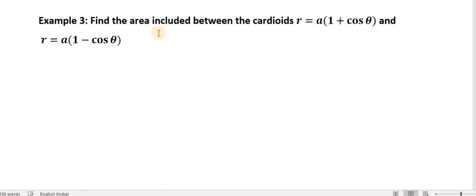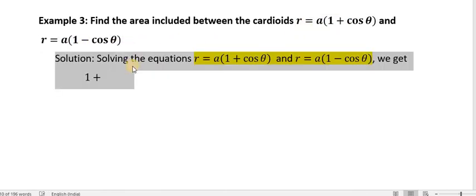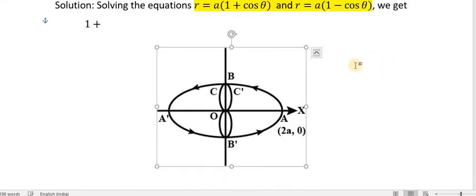Example 3. Find the area included between the cardioids r is equal to a into 1 plus cos θ and r is equal to a into 1 minus cos θ. See, here we have to find the area common to both the cardioids, that is r is equal to a into 1 plus cos θ and r is equal to a into 1 minus cos θ. Solution: the equations r is equal to a into 1 plus cos θ and r is equal to a into 1 minus cos θ. First, let us take the diagram, then we will simplify these two equations.